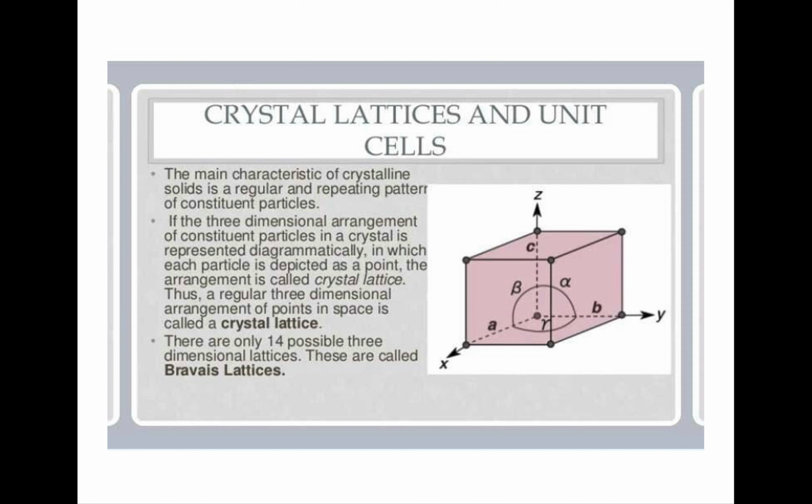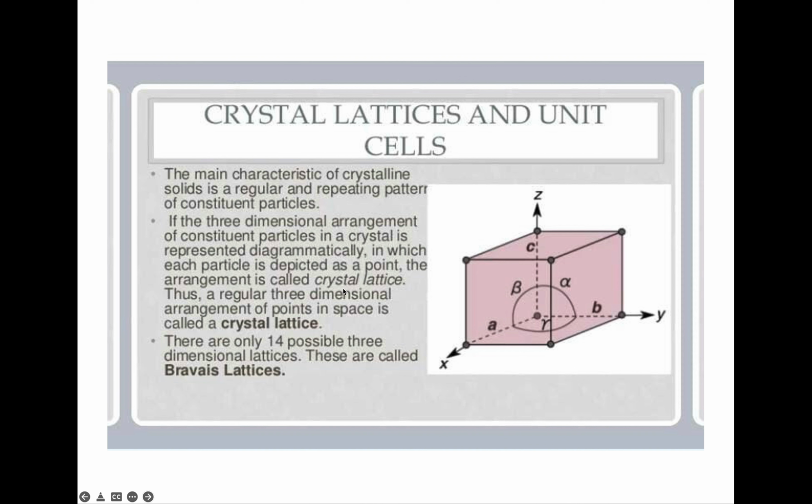We will first start with crystal lattices and unit cells. Okay, you can see the diagrammatic representation here. The main characteristic of crystalline solids is a regular and repeating pattern of constituent particles. Yesterday we had seen that in the diagrammatic representation, and in the three-dimensional arrangement of particles in a crystal, which is shown diagrammatically, each particle can be depicted as a point.